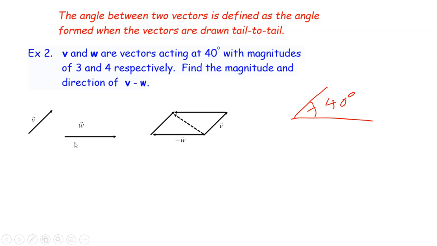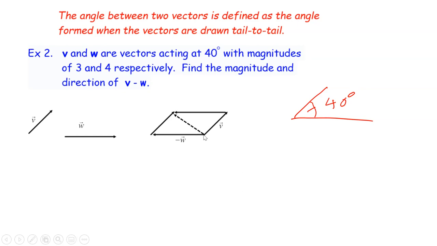Remember, not to the right, because the original W is going to the right. This one is going to the left. So I put them tail to tail. Then I create that parallelogram around them, right? So here's the other W on top here, moving in the same direction as the W that's down here to complete the parallelogram. And here's the other V up here.